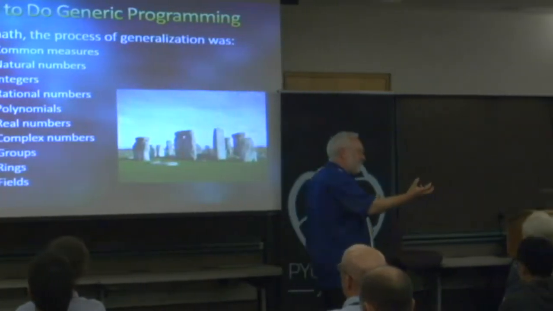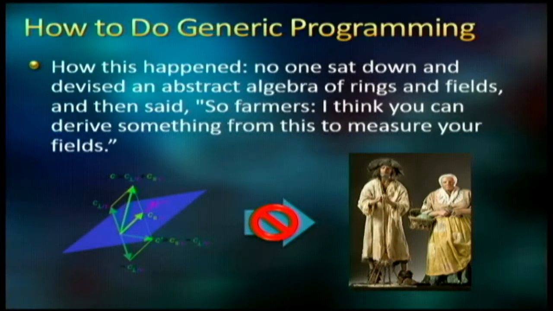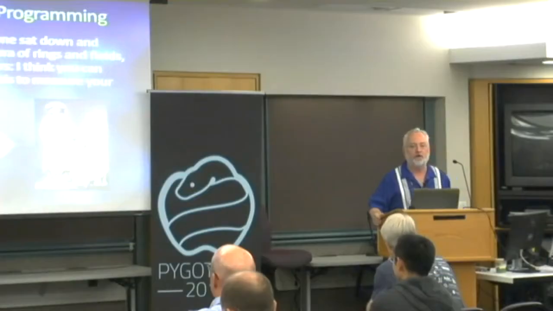But this process of abstraction from this concrete activity of measuring took place over centuries. What didn't happen was someone sat down and said, hey, I got this neat idea of an abstract algebra of rings and fields, and said, hey farmers, here's an abstract algebra. I bet you might be able to measure with it somehow, right? That wouldn't have really been workable. The farmers probably wouldn't have appreciated this diagram when all they wanted to do was plow their field.